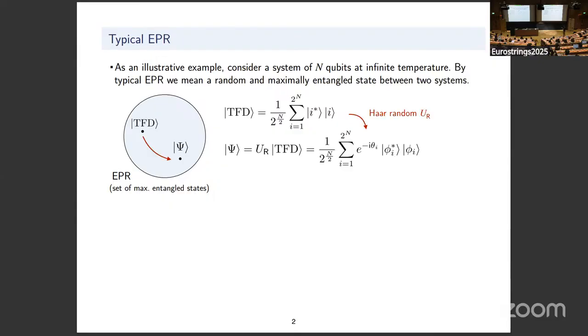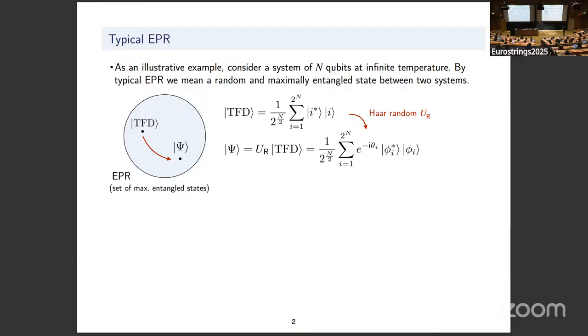A typical EPR is essentially a generic point in this set. The thermofield double is very non-generic. In order to define generic, you need to specify some measure. The natural measure, inherited from the natural measure on the space of unitaries, is the Haar measure. So a typical EPR can be constructed by applying a random unitary to one of the two systems in the infinite temperature thermofield double, and this will land us at a generic point in this set.